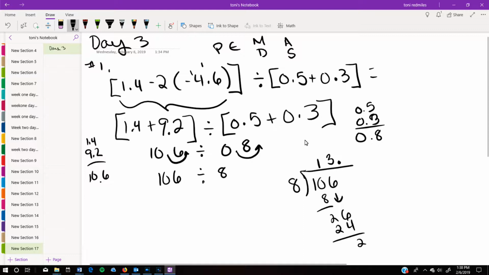And after I put a decimal point, I can put as many zeros as I choose on the end of my number. 8 does go into 20. It can go into 20 2 times, which is 16. Gives me a 4. Can drop another 0 down because I'm on the right side of the decimal. And 8 goes into 40 5 times. So my answer is going to be 13.25. Don't worry about a sign here because they're both positive, so I know my answer will stay positive.